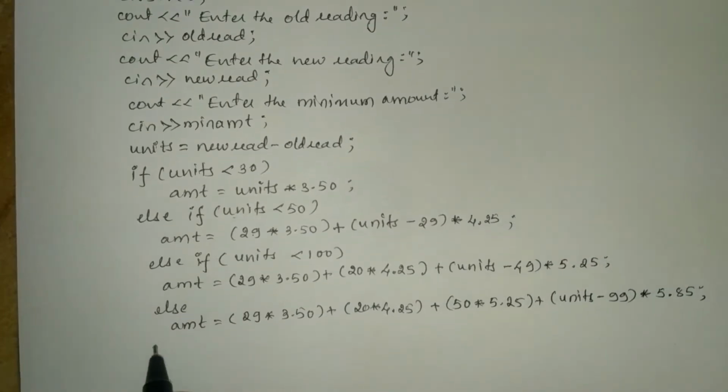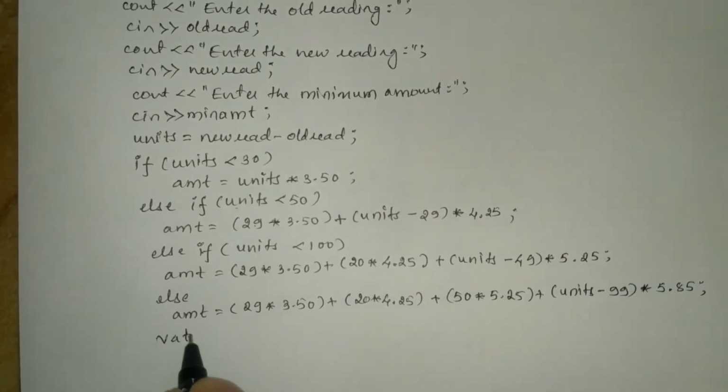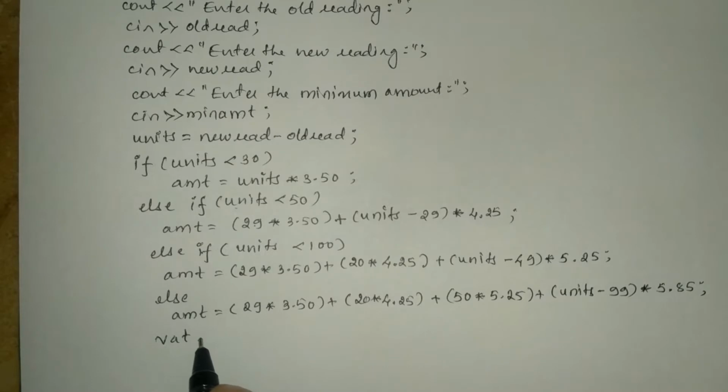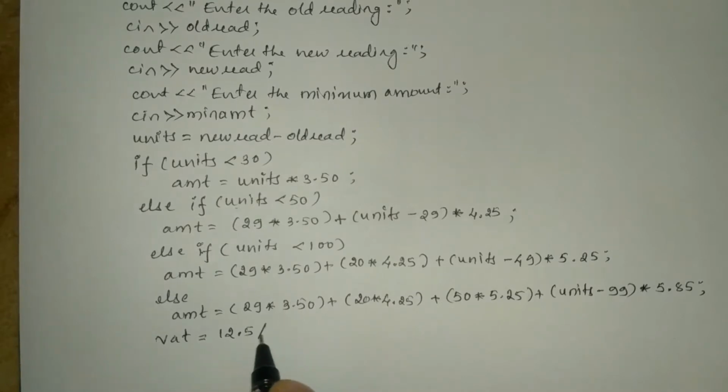Now we are going to calculate value added tax. So I'm going to use the variable called VAT, right? So VAT is equal to, we'll take 12.5%. So we'll write 12.5% can be written as divided by 100.